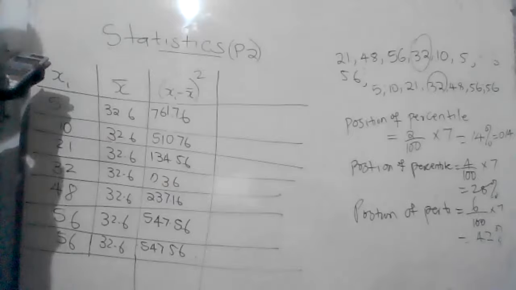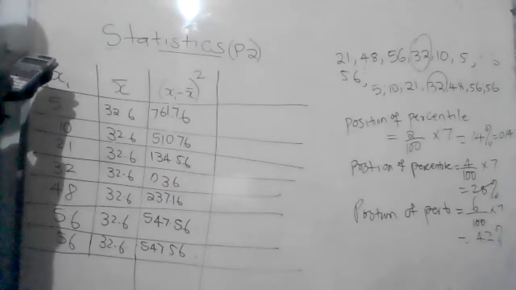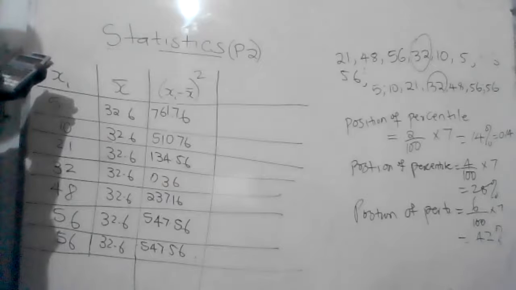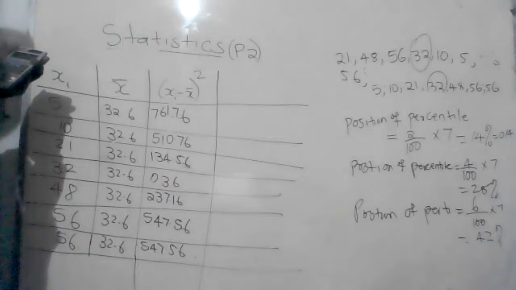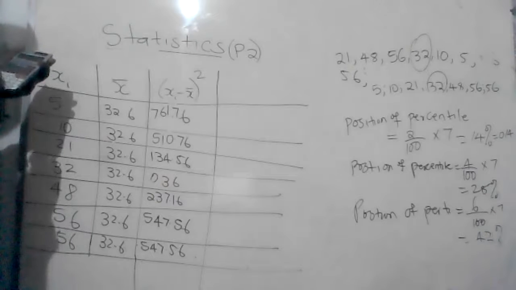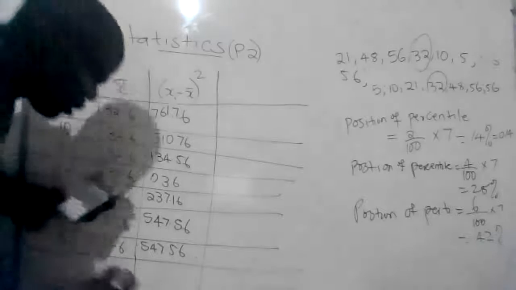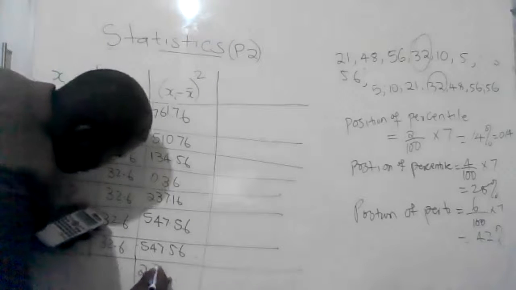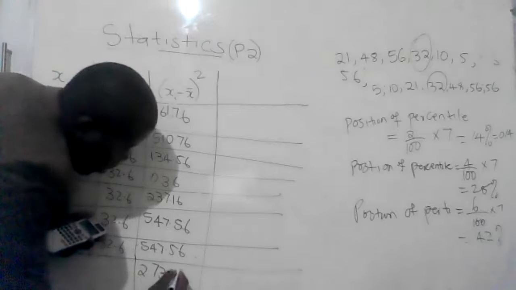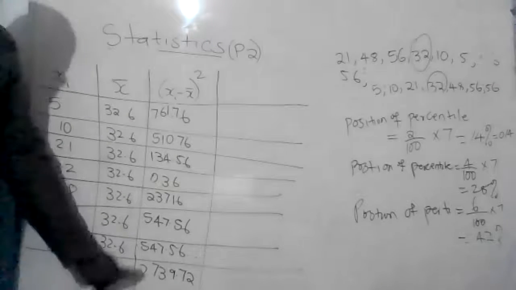134.56 plus 0.36 plus 237.16 plus 147.56 plus 547.56. So that will give us a total of 2,739.72. So this is the summation of all these values that we got there.